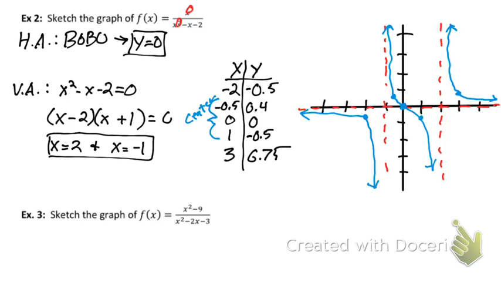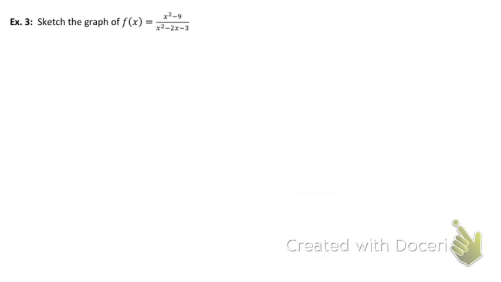All right, one more problem. We're supposed to sketch the graph of x squared minus 9 all over x squared minus 2x minus 3. This is kind of a special case problem, and that is because if you notice the top, I can rewrite it. That's a difference of squares. So we're going to rewrite this equation as the difference of squares. So that would be x plus 9, not x plus 9, x plus 3, I should say, times x minus 3.